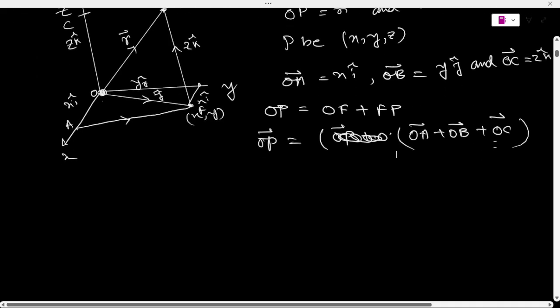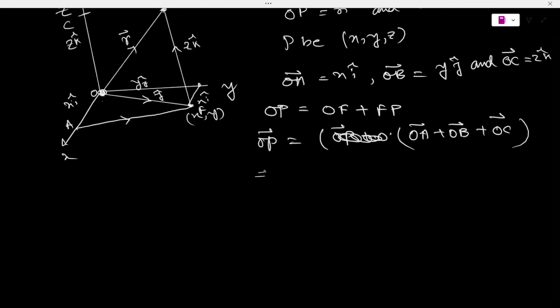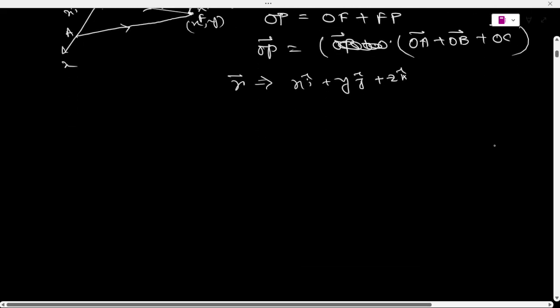So as per these things, it comes out that the R vector is equal to x of i cap plus y of j cap plus z of k cap. Okay, so that's the main thing that comes out.